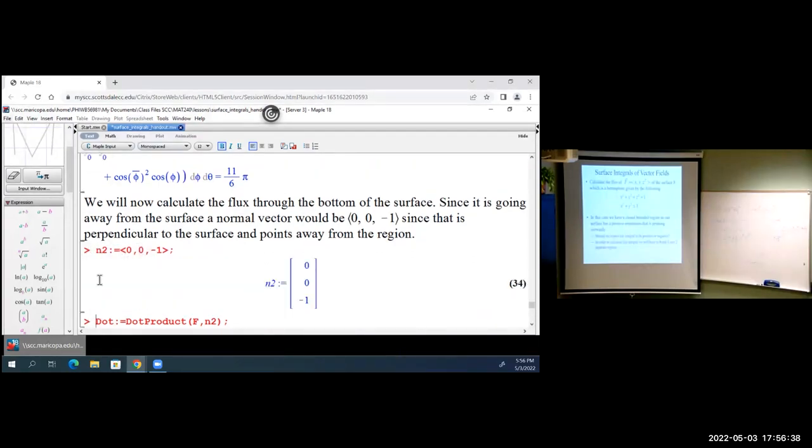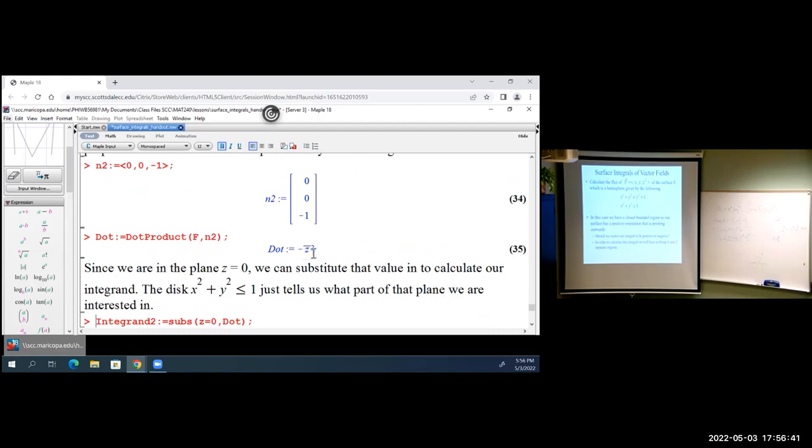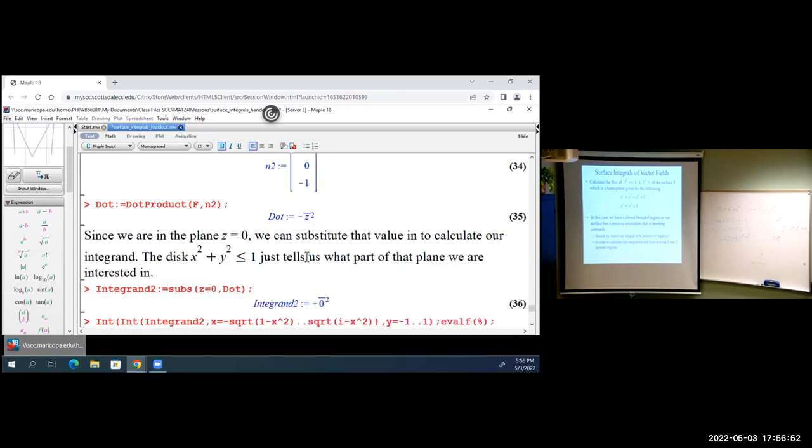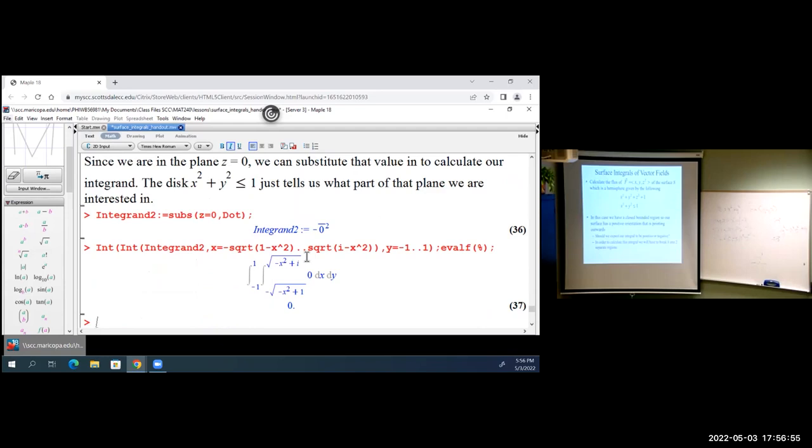That gets dotted with the vector field. So I just get the negative z squared. But remember, we're in the xy plane. Z is equal to 0. So it turns out that the flux integral of the disk at the bottom is 0. There's either nothing going through that surface, or there's as much going in as there is out of it. We don't care. It's 0. Since we got 0 for the integrand, we already know none of it's going through. So our flux integral comes out to be 11 pi over 6. We're going to redo this one with divergence theorem on Thursday, and we're going to see if we get that same answer, 11 pi over 6.